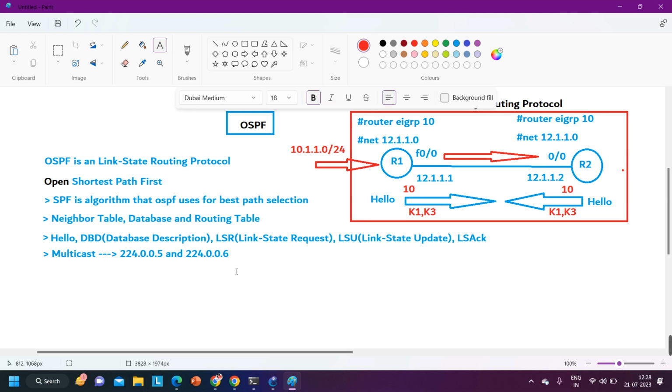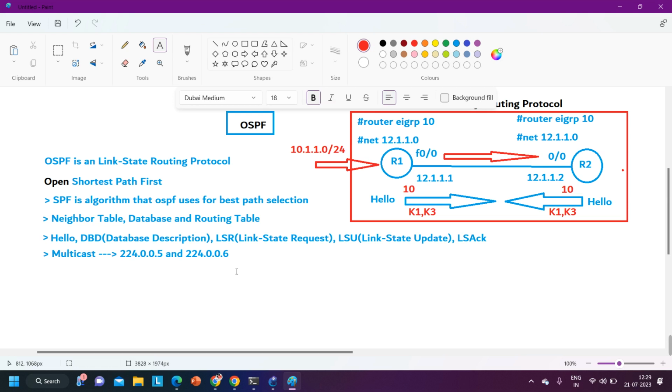But always keep in mind, if anyone asks you why we came up with OSPF, what is the problem with EIGRP or what is the problem with RIP, always keep in mind the answer. The answer is very simple: EIGRP and RIP routing protocols are dependent on their neighbor, but OSPF routing protocol has the view of the entire topology.